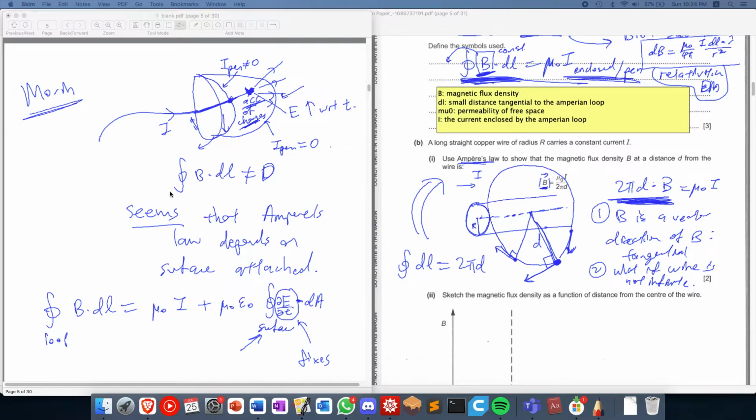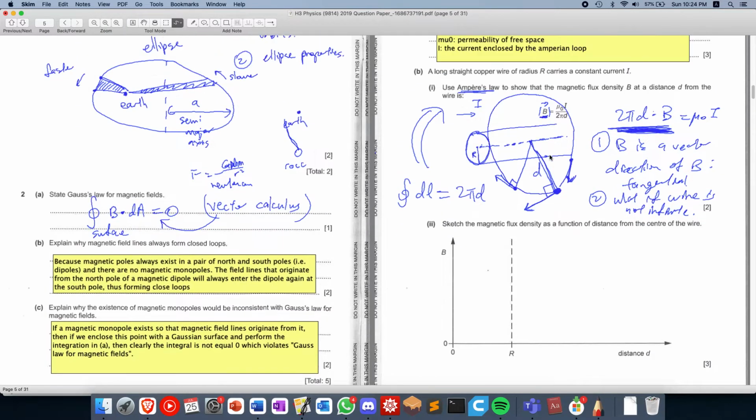Okay, so let's go on to part 2. This is the case where D is greater than R, and we know it's something like that. So we can draw it. It looks like that. This is the region where D is greater than R. And what is this value? This value is mu naught I over 2 pi R. Then what is in this region?